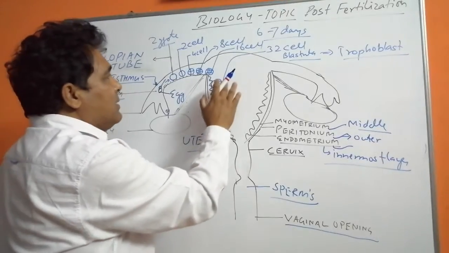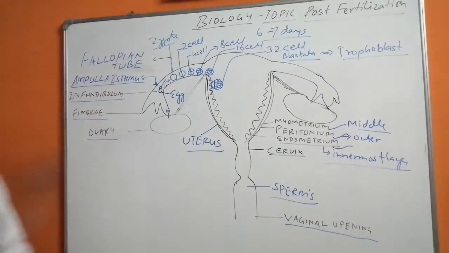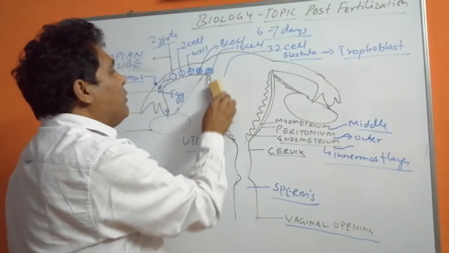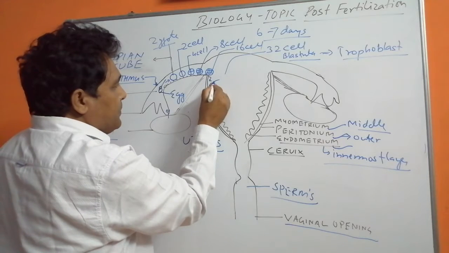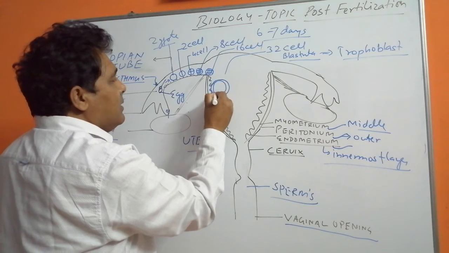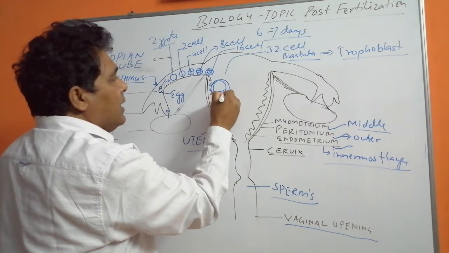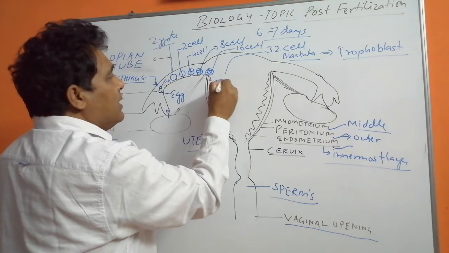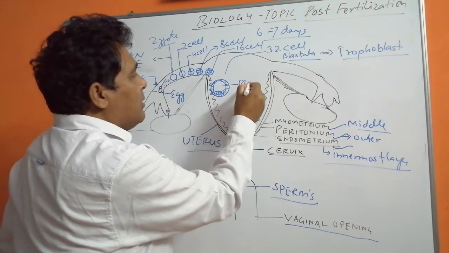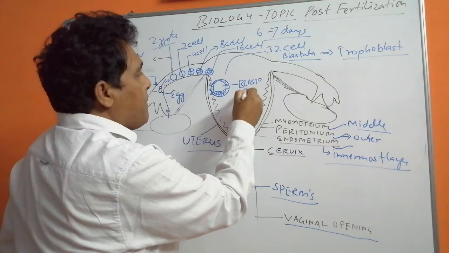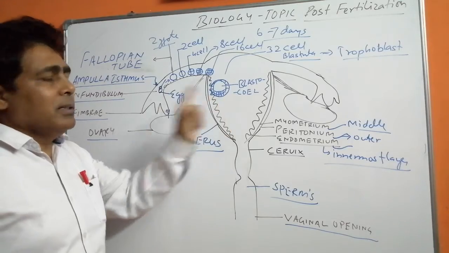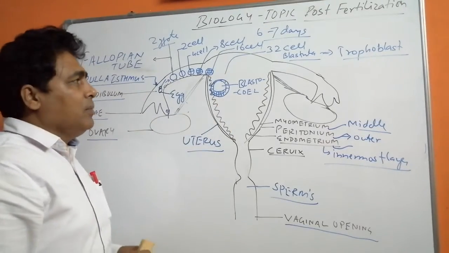And now children, what happens is, when this 32 cell stage blastula changes into trophoblast, it will look like this. There will be an outer layer, then there will be an inner layer of cells formed. It is looking like this. Now the cavity is known as the blastocoel. Now this is the trophoblastula. This is found in the case of the mammals.